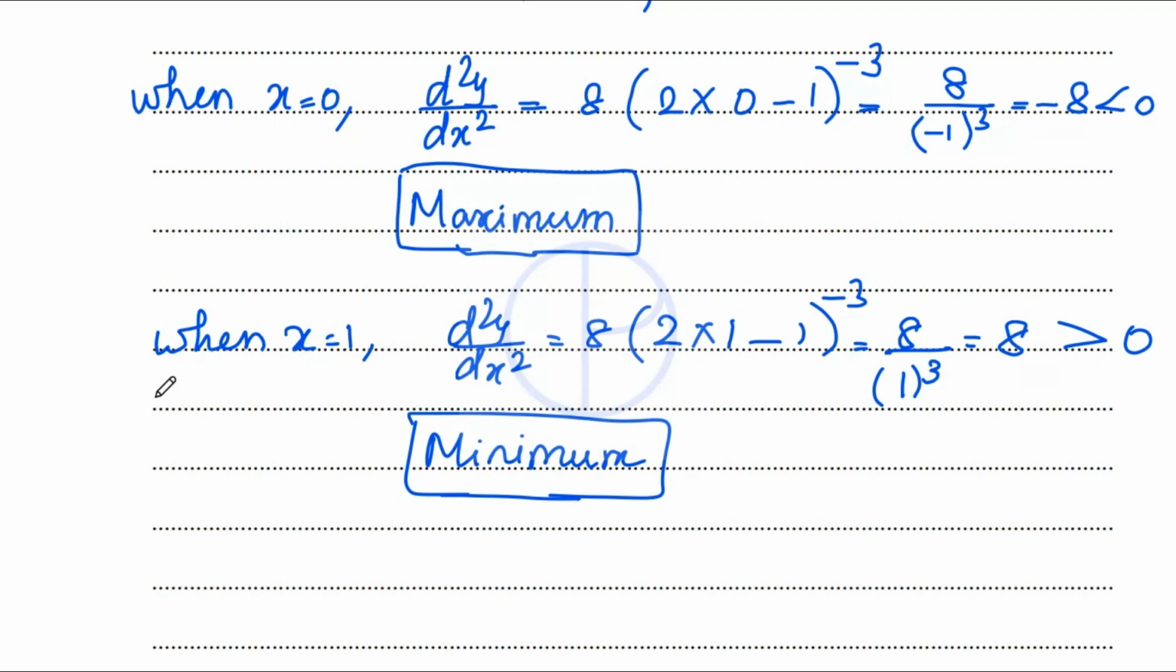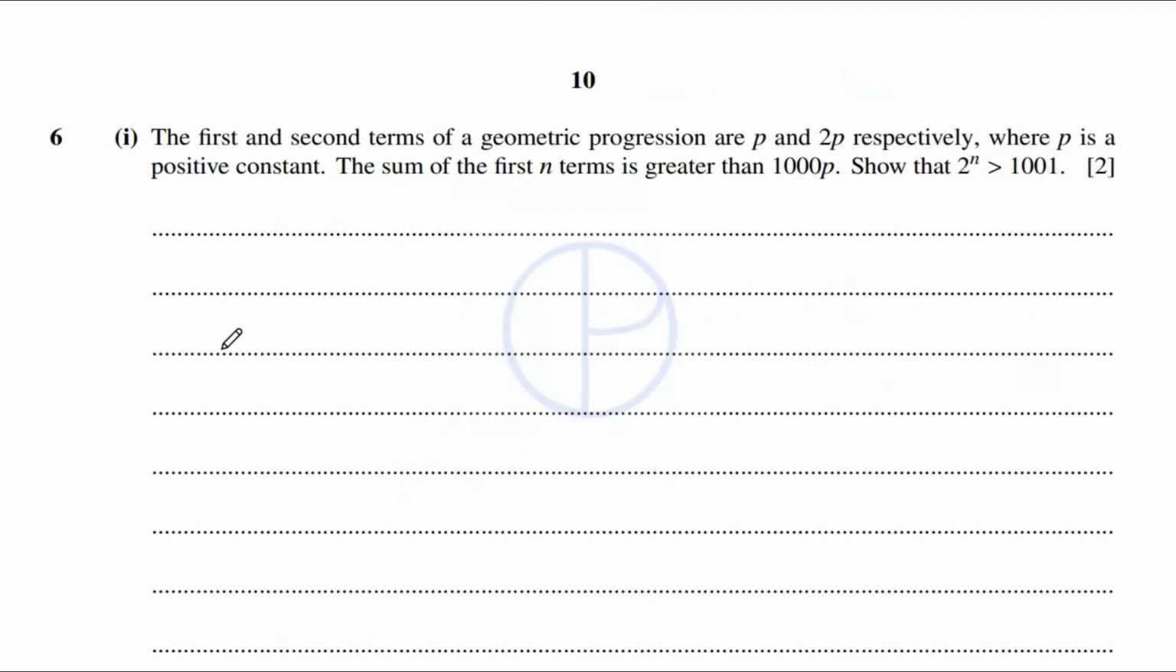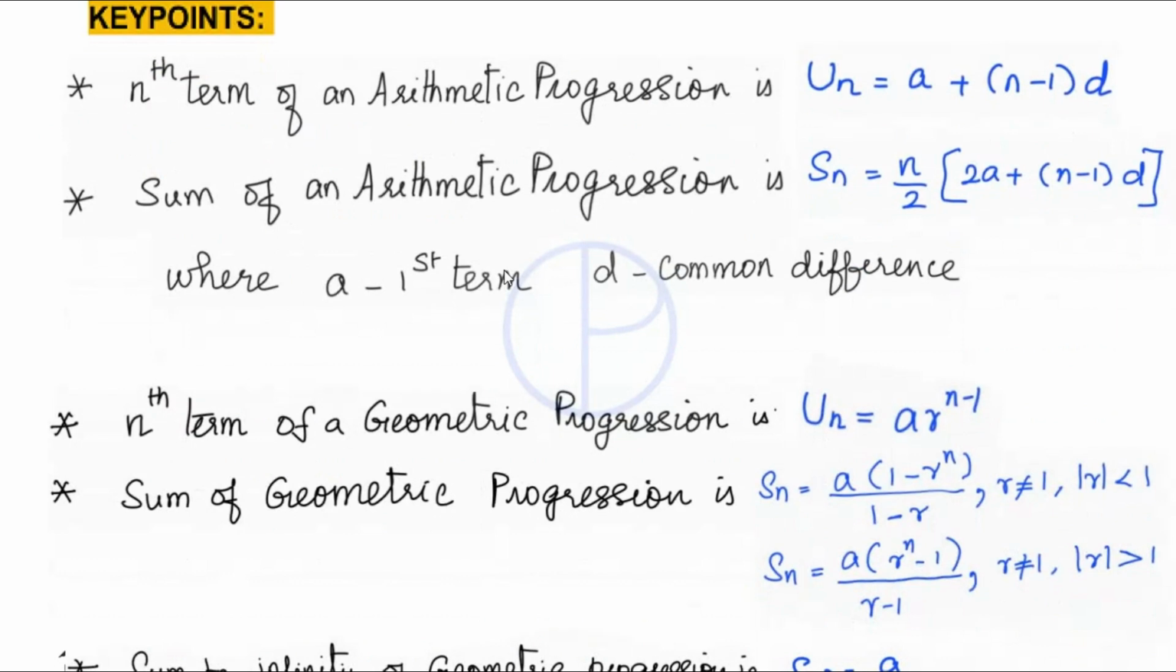The next question is, the first and second terms of a geometric progression are p and 2p respectively, where p is a positive constant. The sum of the first n terms is greater than 1000p. Show that 2 to the power n is greater than 1001. This is a geometric progression question. These are the key points.